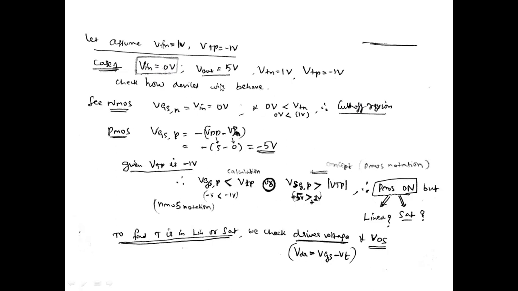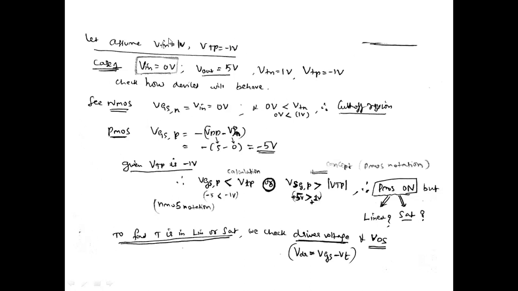Same thing, you can see the equations for Vin equal to 1 volt, Vin equal to 2.5 volts, and Vin equal to 5 volts. I repeat, only for the first case, Vin equal to 0 volts, we'll analyze the conditions of the NMOS and PMOS devices by taking VTN equal to 1 volt and VTP equal to minus 1 volt.